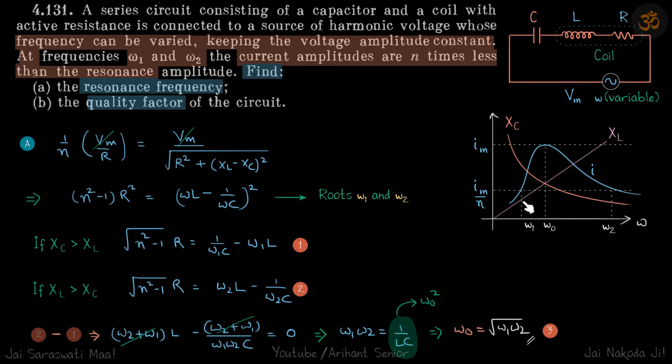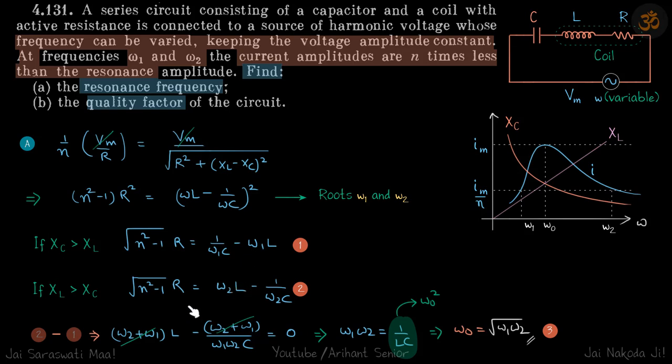So at omega 1, let's say XC is greater than XL. So this term will become 1 by omega 1 C minus omega 1 L, and we can remove the square now. This term will be positive if XC is greater than XL. And if XL is greater than XC, then this term will be positive if we write it as omega 2 L minus 1 by omega 2 C. So we want to get the term of LC so that we can introduce omega naught here. You can see that will occur if you subtract the 2 equations.